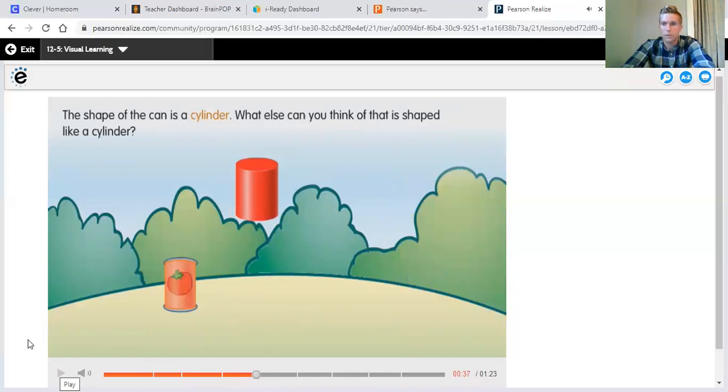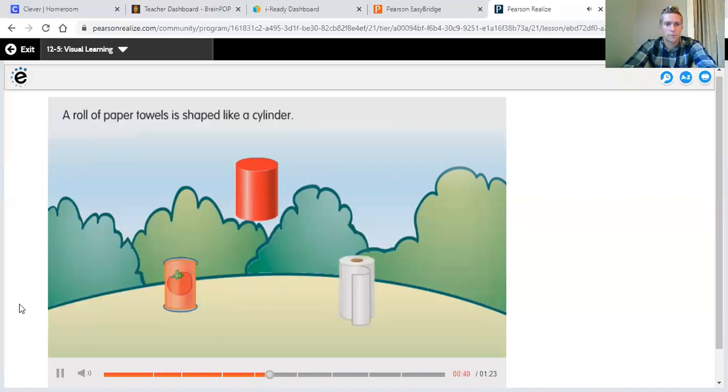So a cylinder, right? This is a cylinder. What else can you think of that is shaped like a cylinder? I want to hear some good answers. Tell me what you think. Anything that you know of that you see that is a cylinder shape. What can you think of? Maybe have a discussion with your mom or dad here because there's some really good answers. I know we have a lot of smart kids watching this. Let's see what they give us. A roll of paper towels is shaped like a cylinder.